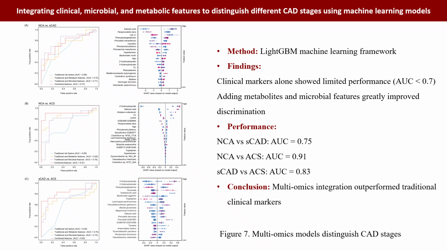We asked whether these signals could discriminate CAD stages. Clinical markers alone performed poorly, but adding microbial and metabolite features improved accuracy, with AUCs up to 0.91. Overall, the multi-omics models outperformed clinical markers for risk stratification.